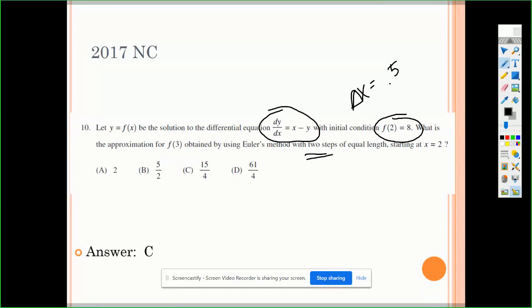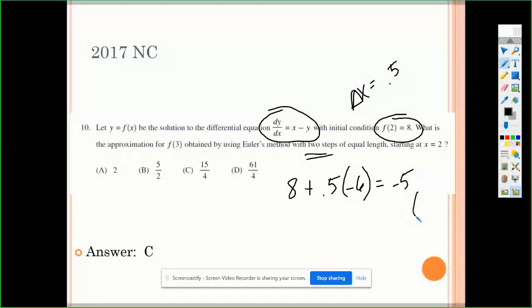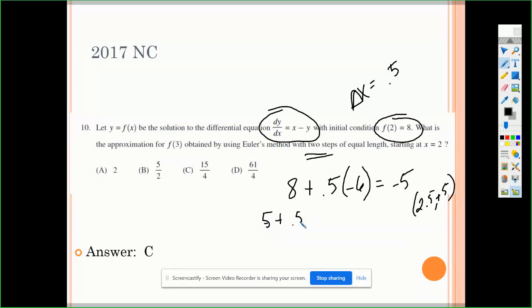So I'm starting at 8 plus a step size of a half, times, when I put 8 in, 2 minus 8 is -6. So you get 8 plus -3, which is 5. So now I'm at 2.5, 5, because it's 8 minus 3. So I'm at 5 plus 0.5 times, and then 2.5 minus 5 is -2.5.